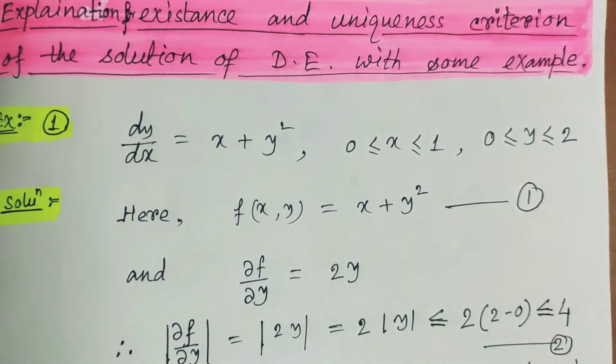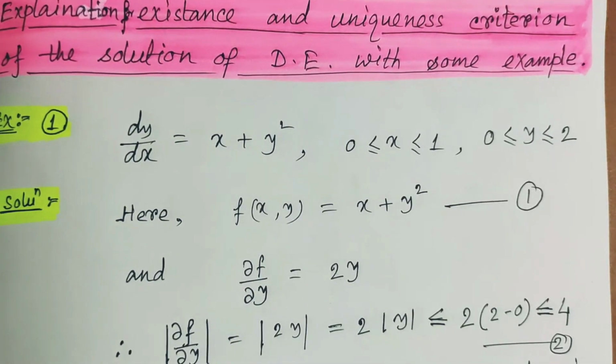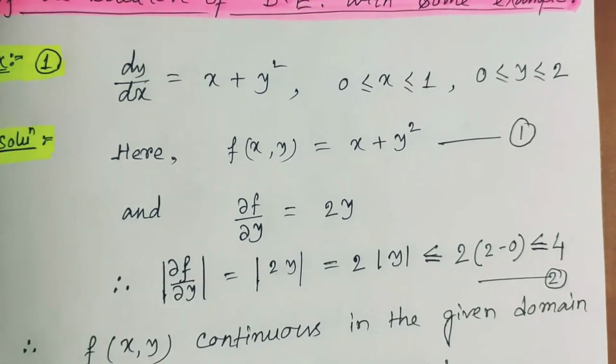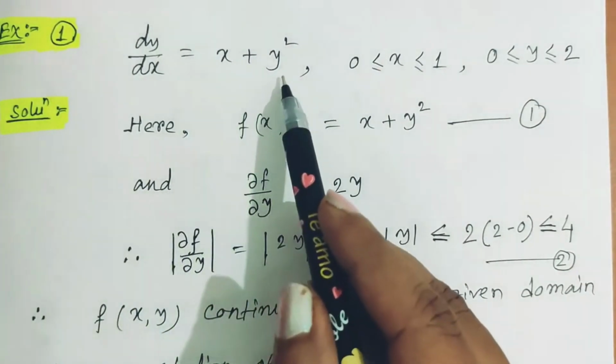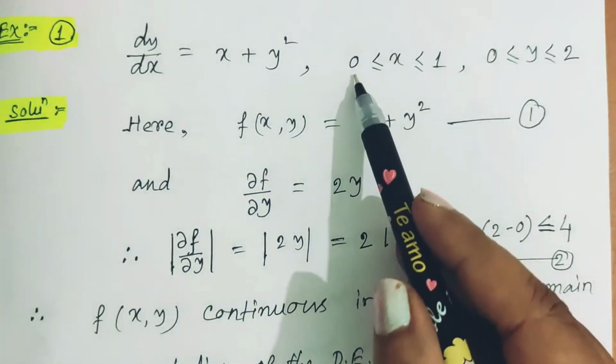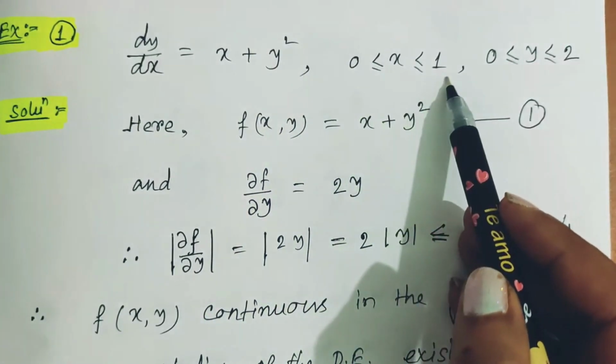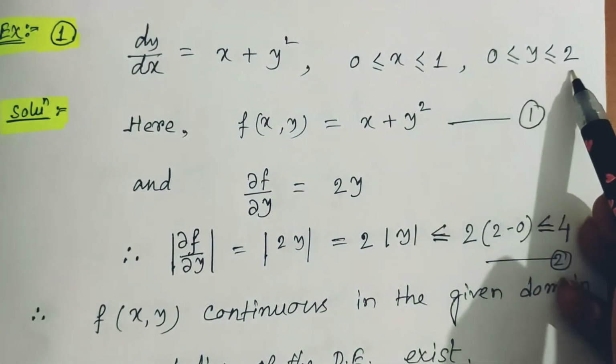So all those things, when we explain with some examples, then we can understand how to find out whether the solution of a given differential equation exists or not and whether it is unique or not. The criterion and the theorems are all known to us now, and with some examples we are going to understand the topic better. So the first example is dy/dx = x + y², and the domain is given as 0 ≤ x ≤ 1, 0 ≤ y ≤ 2.